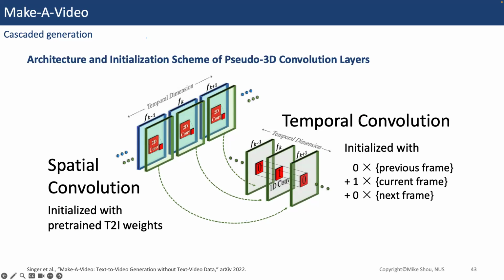The Make-A-Video models follow the 2+1D paradigm for the convolutional layers. So it starts with the 2D convolution that operates on the spatial dimensions, followed by a 1D temporal convolution.